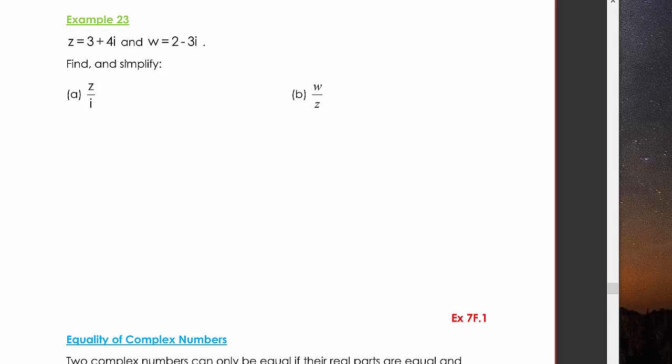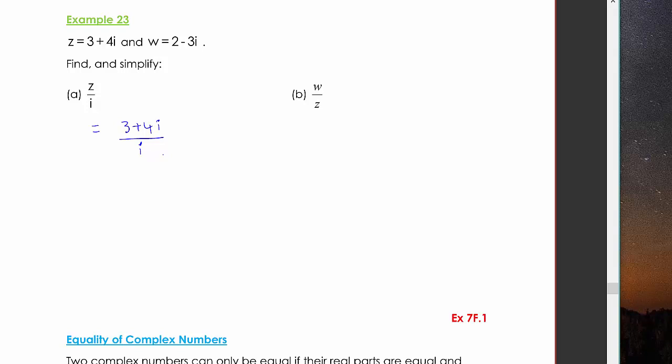So z is 3 plus 4i and w is 2 minus 3i. We want to find and simplify the following. So this will end up being 3 plus 4i over i. And the point is that you're not allowed to leave a complex number or any irrational in the denominator.